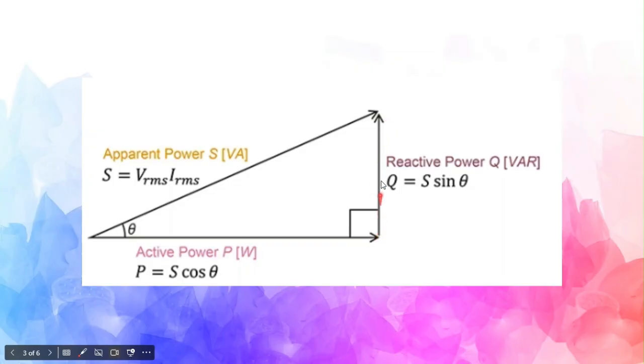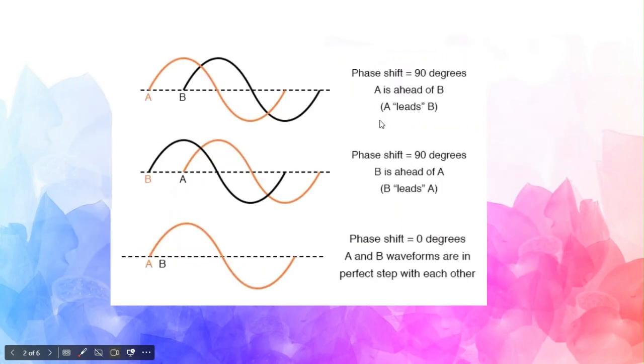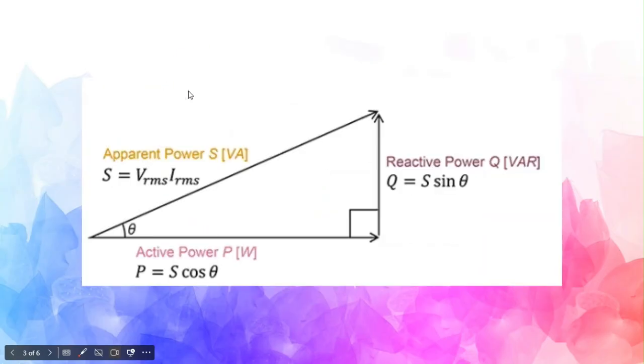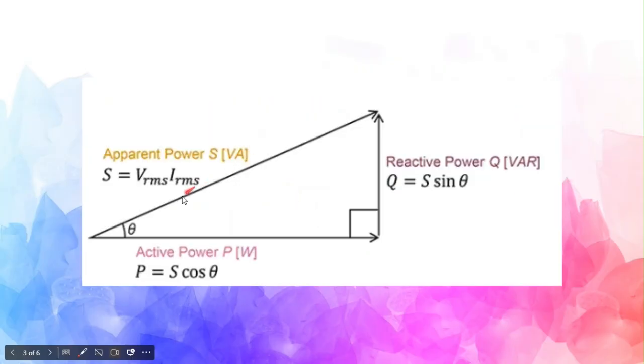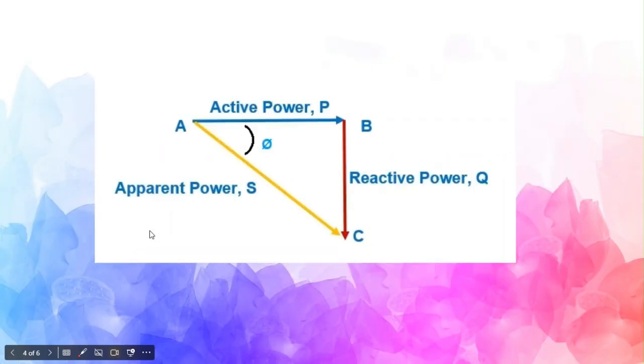This arrow is upward because in this case the current is leading the voltage. So this is the case where current is leading the voltage. And another case will be like this, when current is lagging the voltage. This is where current is lagging the voltage. So when current is lagging, this is how it is represented. When current is leading, this is how it is represented.